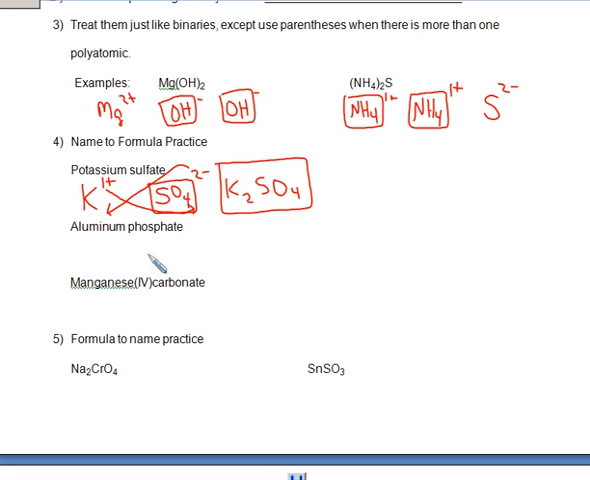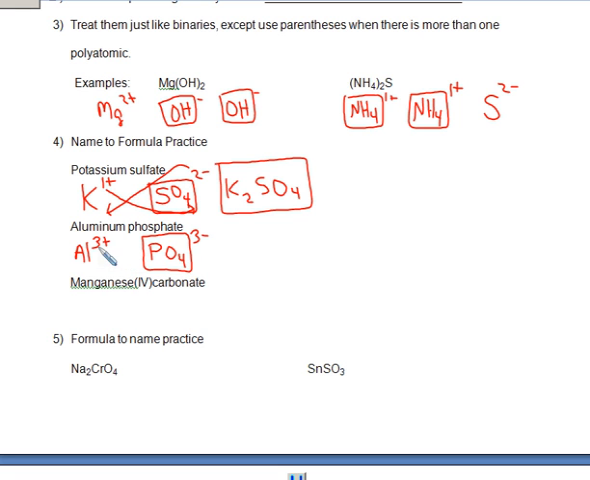Now let's try aluminum phosphate. Aluminum is Al, and you should have memorized the charge on that is 3+. Phosphate is PO4. Put a box around it because that's your polyatomic, and now write out the charge, and the charge is 3-. Again, you should memorize that.